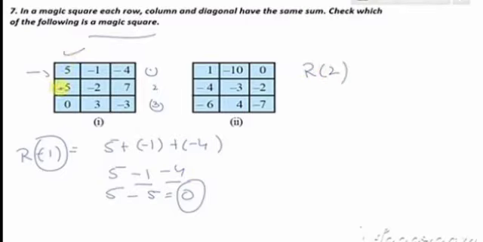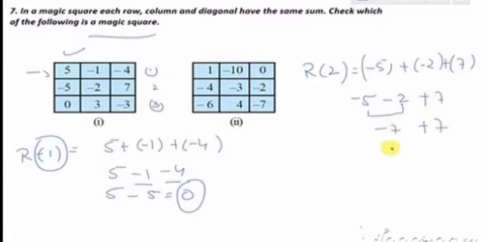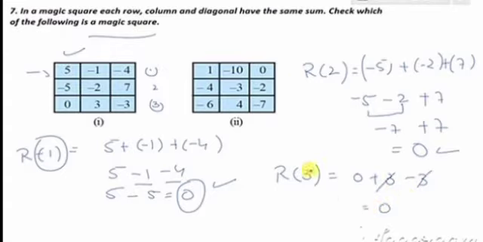Now we are going to solve row 2. The numbers in row 2 are minus 5, minus 2 and 7. So we will take the sum of these numbers. Minus 5 and minus 2 will be minus 7, and plus 7. So minus 7 plus 7 will be equal to 0. So the second row sum is also 0. Now we are going to check the third row: 0, 3 and minus 3. So 0 plus 3 minus 3, the plus 3 and minus 3 cancel out and we get 0 as the answer.